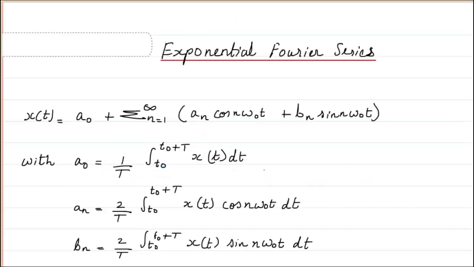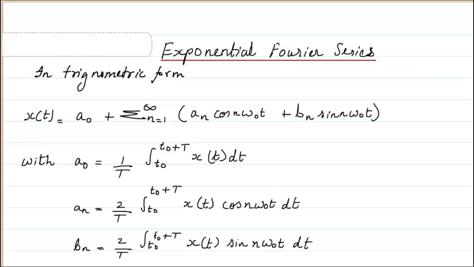Hello students, you have already studied trigonometric Fourier series. In trigonometric Fourier series, the equation is given by what we have written here: x of t is equal to a naught plus summation of a n cos n omega naught t plus b n sin n omega naught t.